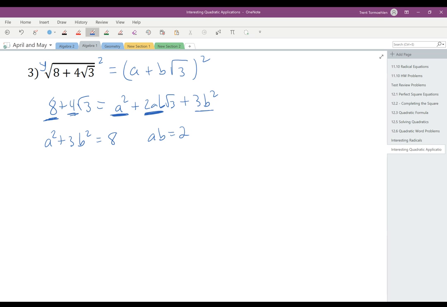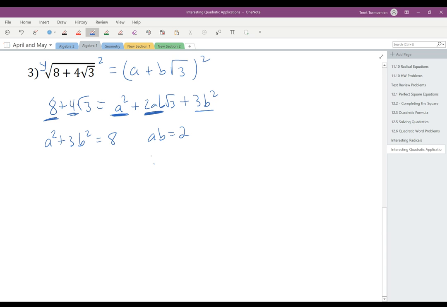Well, when you start trying things, you realize that there's only 1, 2, and 2, 1. And if you plug these in over here, none of them work. If you do 1, 2, you get 13 instead of 8. If you do 2, 1, you get 7 instead of 8. So there is not a nice solution to this one. Thus, we've got to try some other algebra.